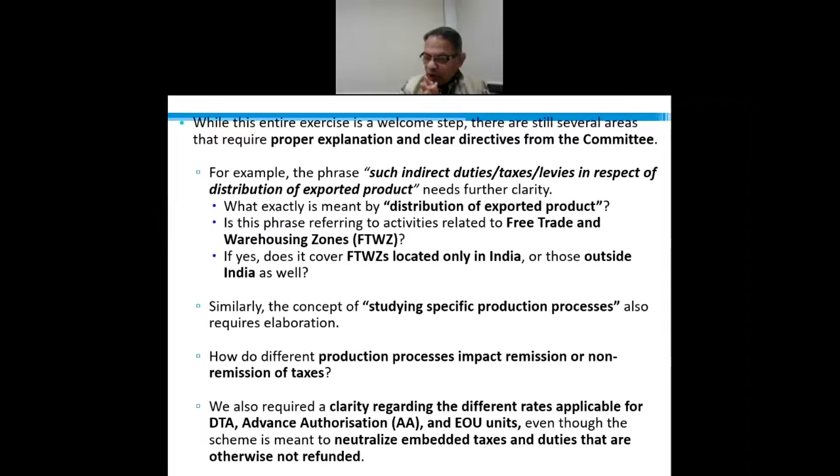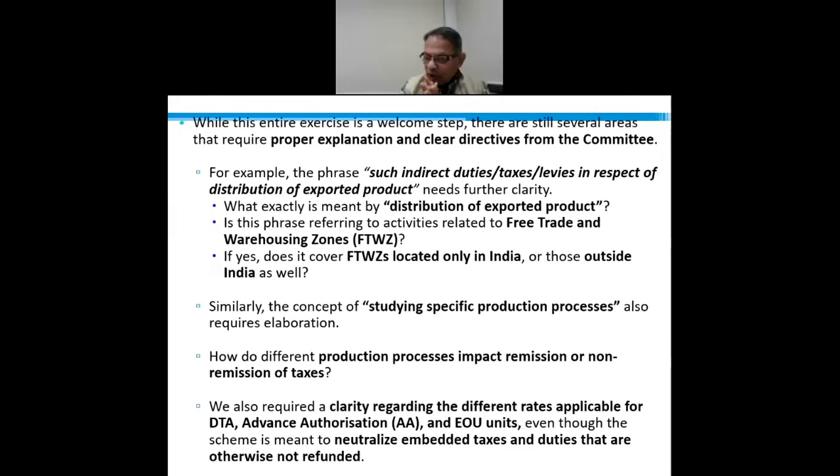These are my comments, what I have learned. While the entire exercise is a welcome step, there are still several areas that require proper explanation and clear directives from the committee. For example, the phrase, such indirect duties, taxes, levies in respect of distribution of exported product. I have questions. This needs further clarity.